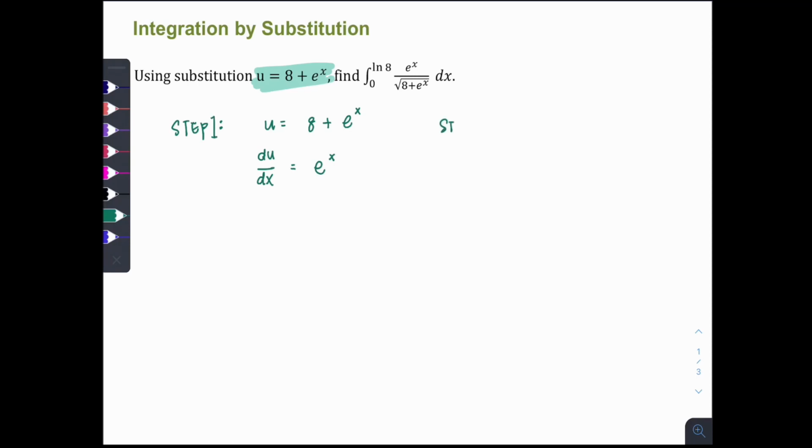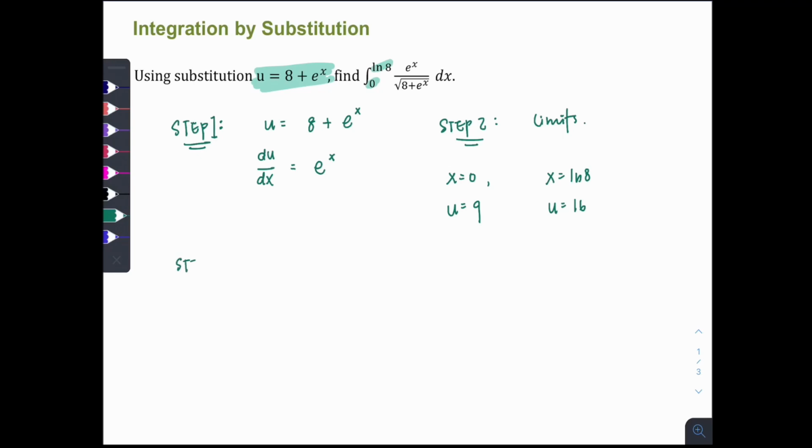Step 2, you will need to change the limits. So to change the limits, have a look here. These are the limits for x, so we are supposed to change them into u's limits. When x equals 0, you just need to substitute into the u over here, and you will get 9. When x equals ln 8, same thing, we just sub into here, you should get 16. So this is our second step, step 1 and step 2.